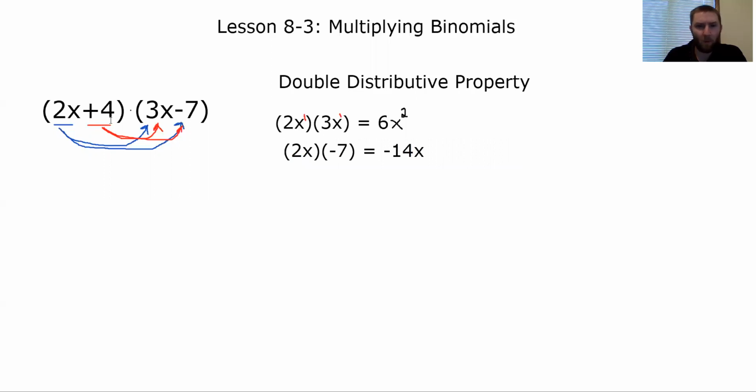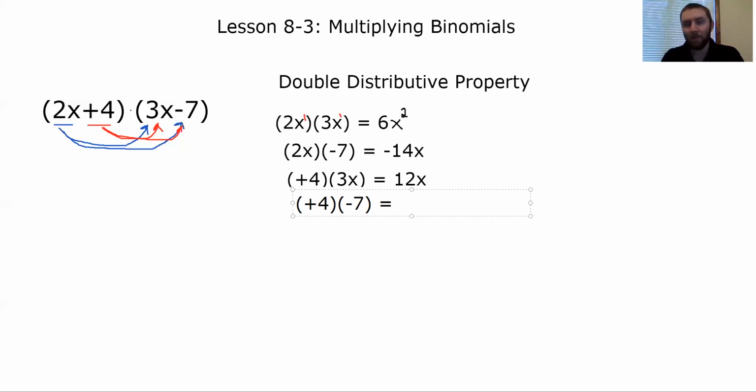The next thing I'm going to do is start distributing this plus 4 to both of these pieces. My first distribution is going to be a positive 4 times a 3x. Positive 4 times 3 makes 12. The x is just going to stay there, so I get 12x when I do that. And then the last thing I'm doing is a positive 4 times a negative 7. Now this is just numbers. Positive times negative makes a negative, and the answer is negative 28.